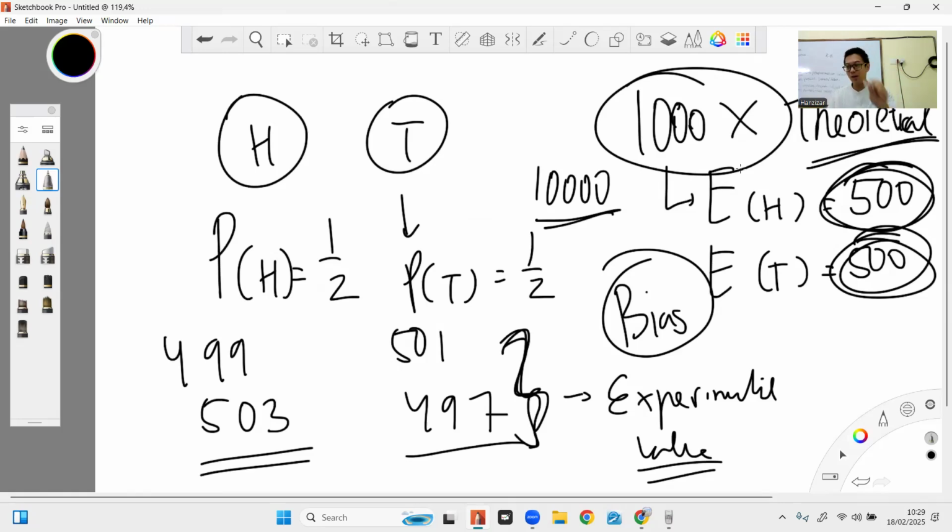That's only for a coin. How about the dice? 6 sides, so it is 1/6. So the more the tosses, or the more the trials, the nearer to the theoretical value.